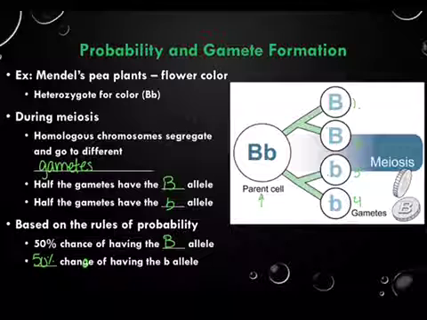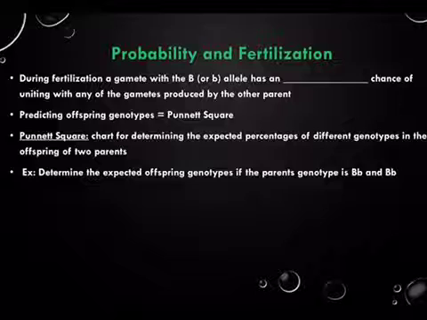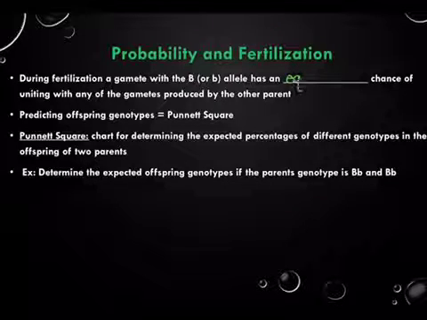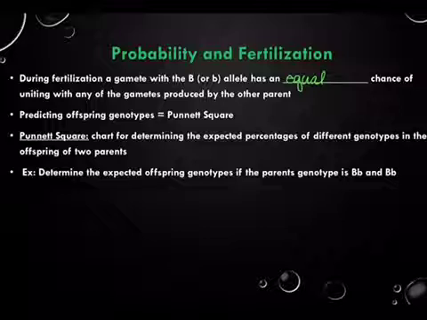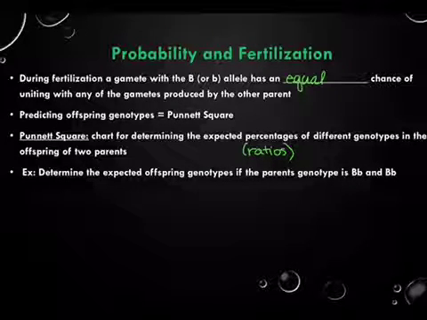Mendel didn't know any of this when he was doing his work. During fertilization, a gamete with a big B or a little b allele has an equal chance of uniting with any of the gametes produced by the other parent. So we use something called a Punnett square to predict the genotypes and phenotypes of the offspring. The Punnett square is a chart for determining the expected percentages, and sometimes ratios, of different genotypes in the offspring of 2 parents.